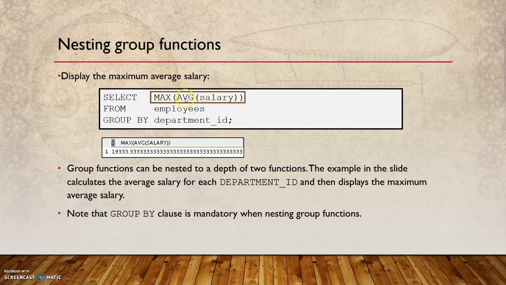And finally, the nesting group function displays the maximum. Without the max, it will group all the departments and give the average salary of each department, and out of that you are trying to do a max of the average salary. So it gives the max of average salary. Group functions can be nested to a depth of 2 functions. The example slide calculates the average salary and then displays the maximum average salary. So group by is mandatory with a nested group function: max, so 2 functions.